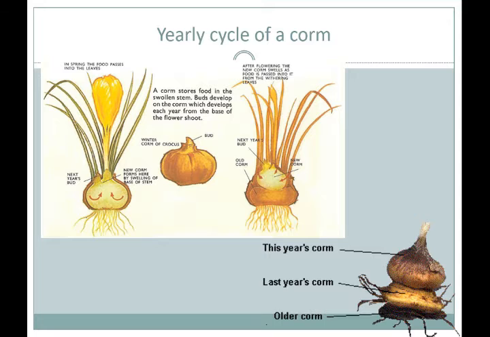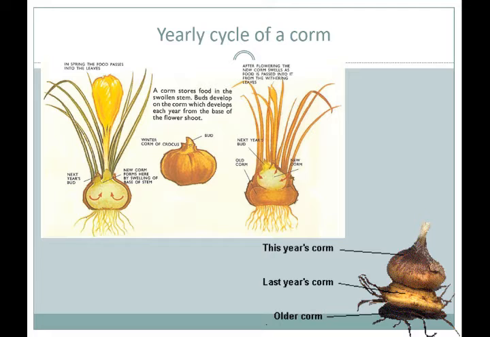So this is a yearly cycle of a corm. In spring, the food passes into the leaves, and then the food will be stored in the corm, which is a storage organ underground. So a new corm forms here by swelling at the base of the stem, and the corm will store food in the swollen stem. Buds develop on the corm, which develops each year from the base of the flower shoot. During the winter or during the very hot summer, the leaves will die off, but the corms will still be inside, underground.